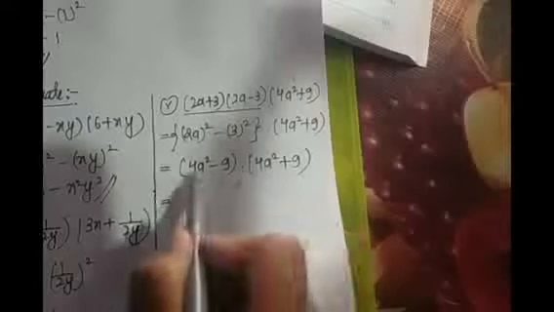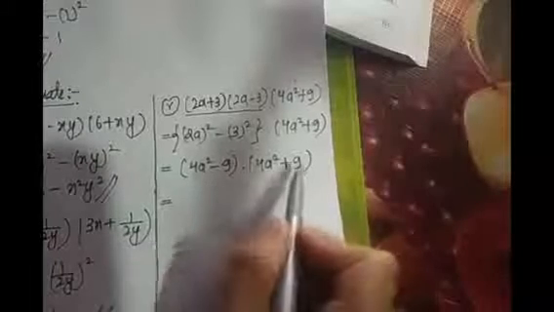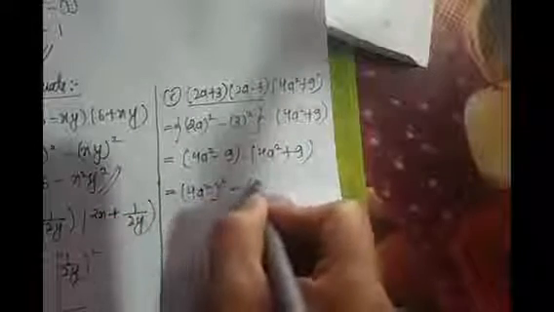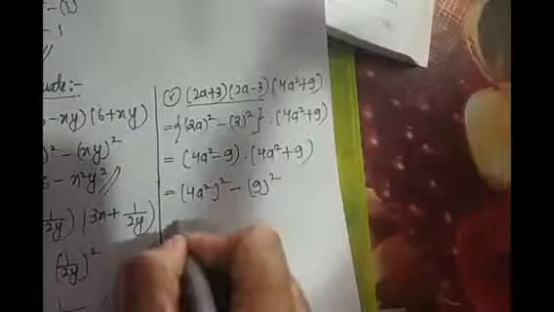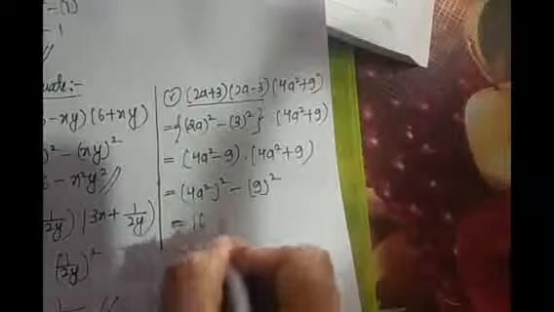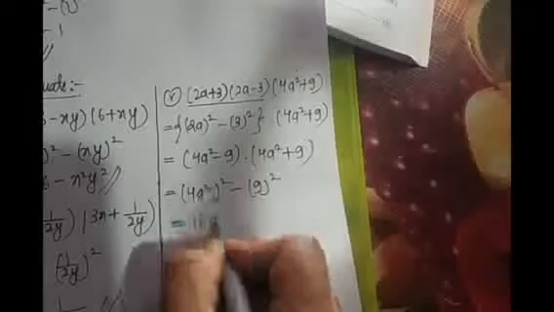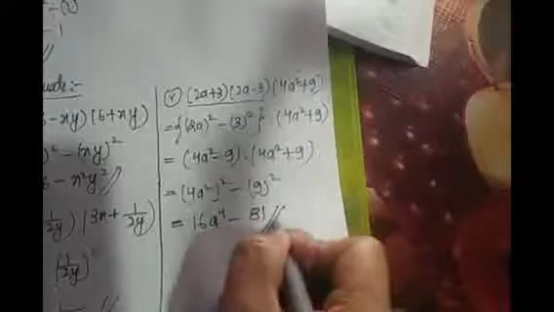You can see here 4a square, 9, 9, and plus and minus, which is the same formula. 4a square whole square minus 9 square. So 4a square whole square is 16, a square whole square is a to the power 4, minus 81.